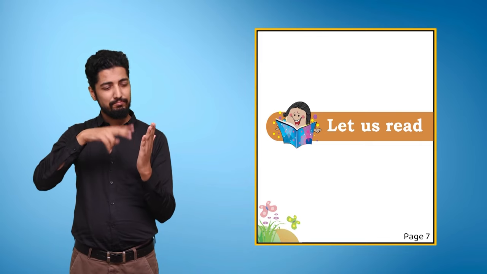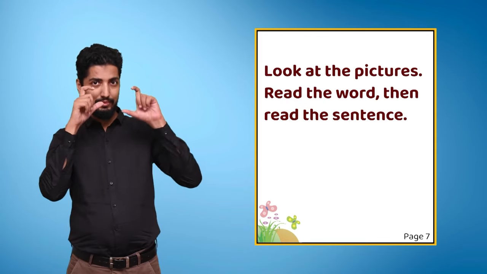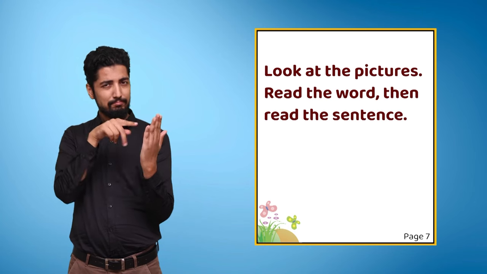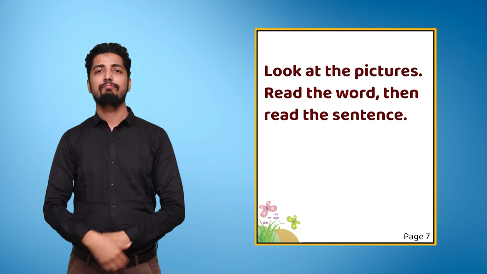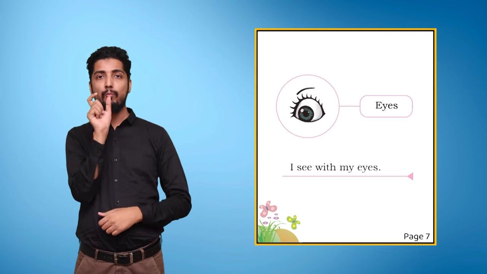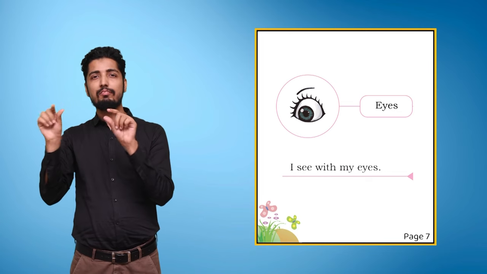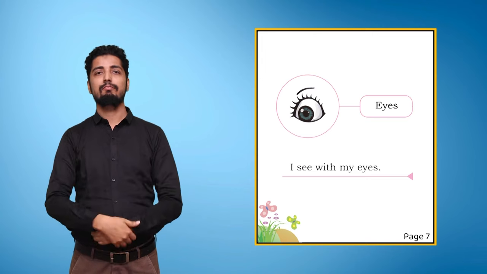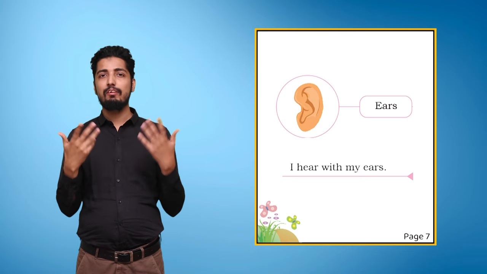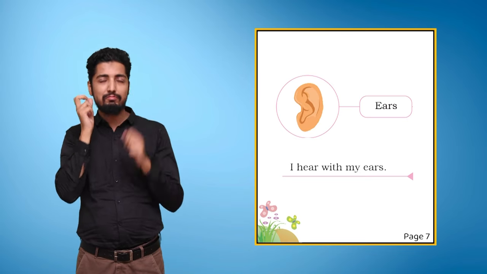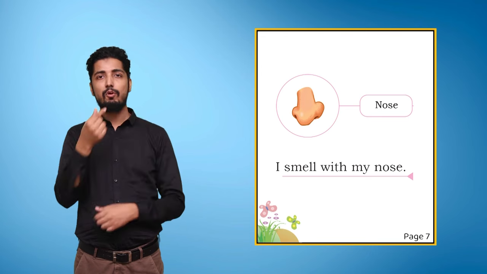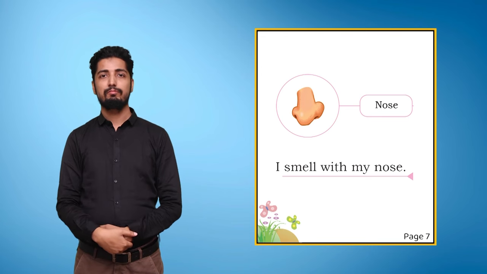Let us read. Look at the pictures, read the word, then read the sentence. Picture 1, eyes. I see with my eyes. 2, ears. I hear with my ears. 3. Nose. I smell with my nose.